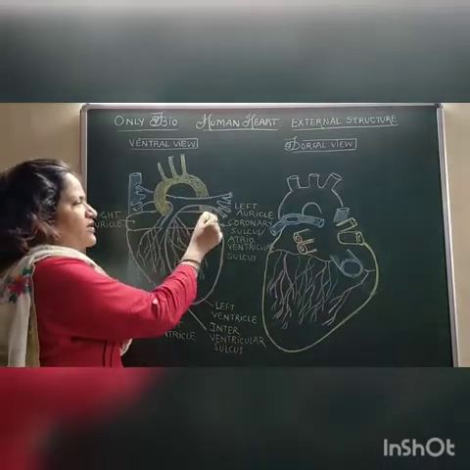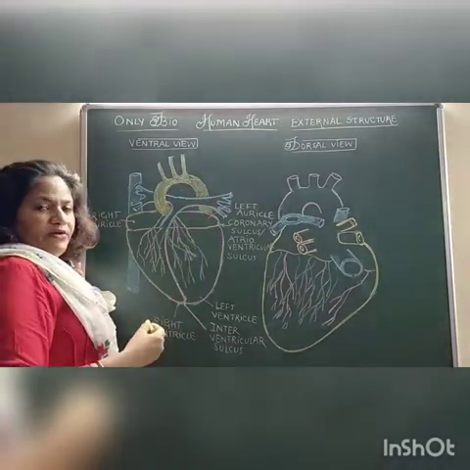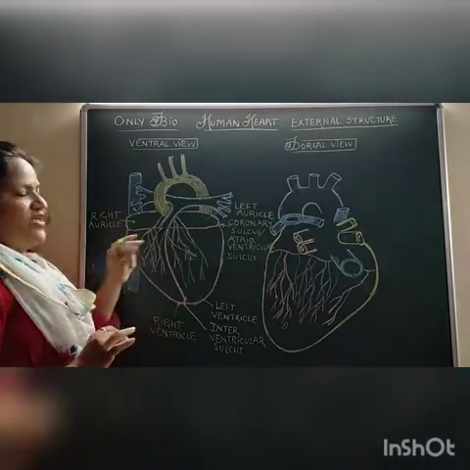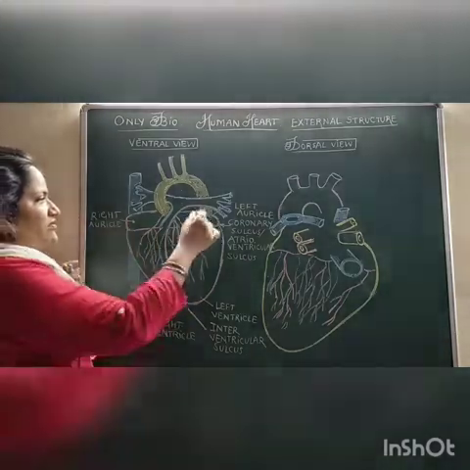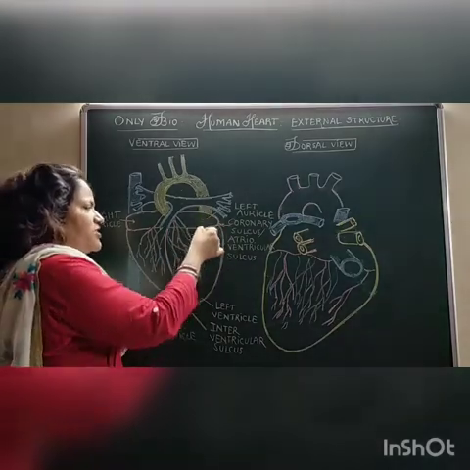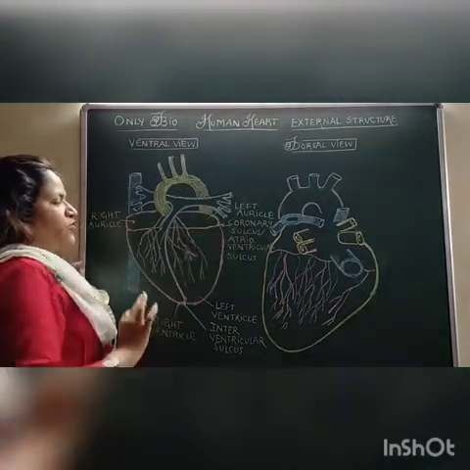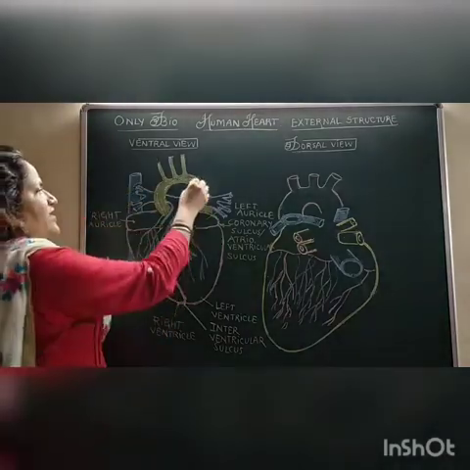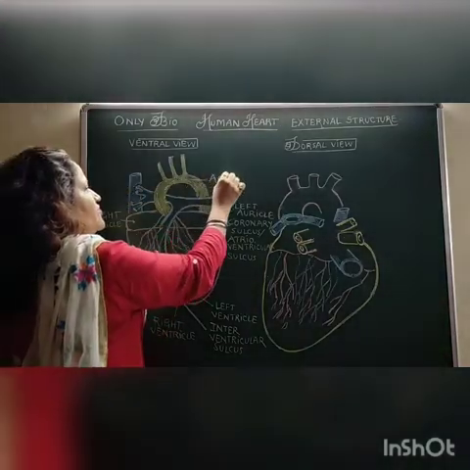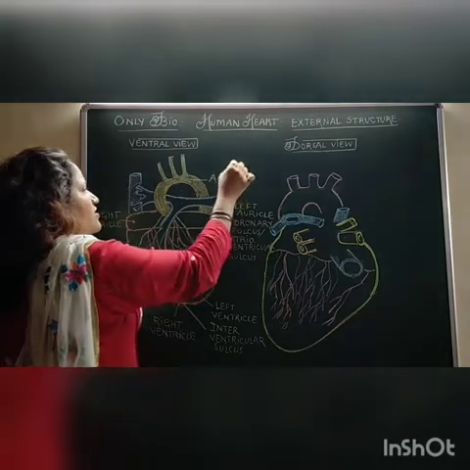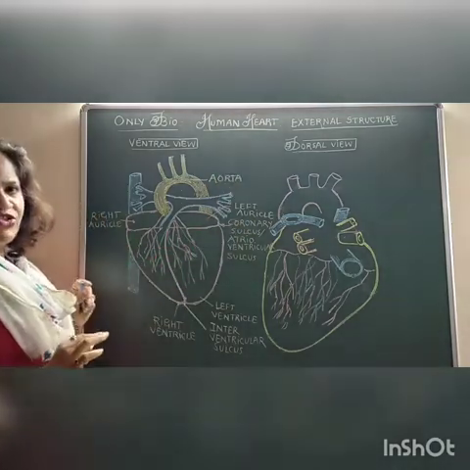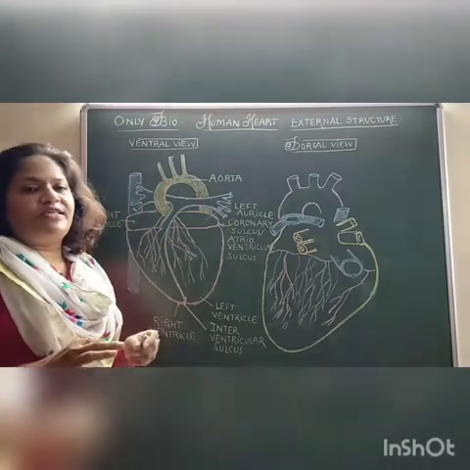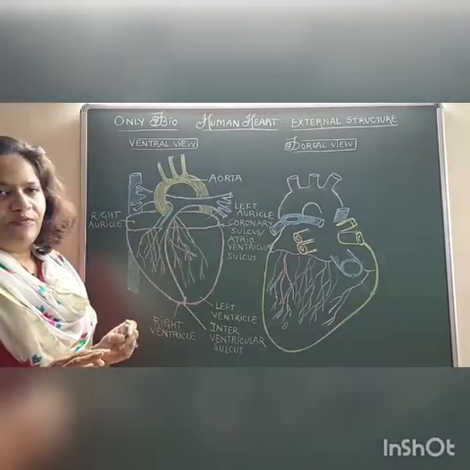The left auricle receives the pure blood, that is oxygenated blood, from the lungs via the pulmonary veins. From there, the left auricle transports this pure blood to the left ventricle. Arising from the left ventricle is the largest blood vessel, called the aorta or the aortic arch. The aorta is the largest blood vessel and supplies blood to all the parts of the body.